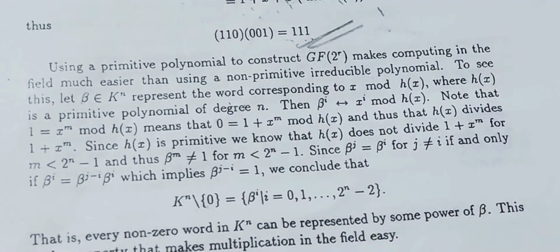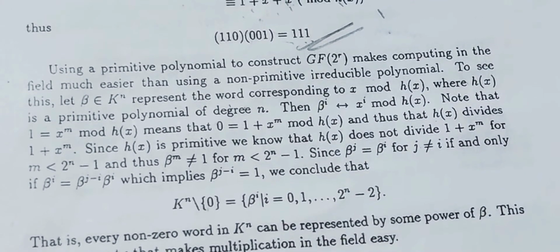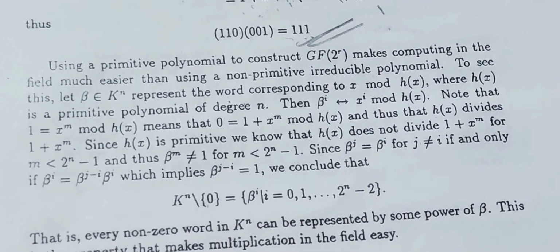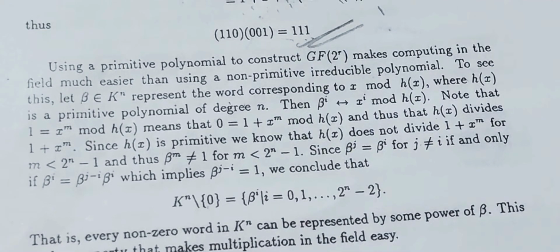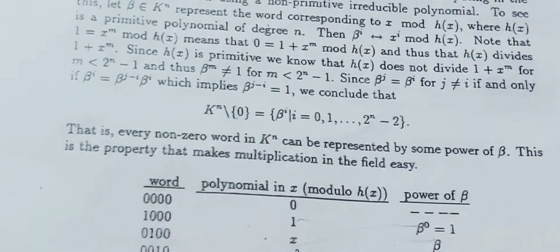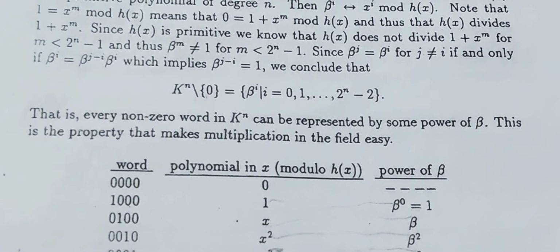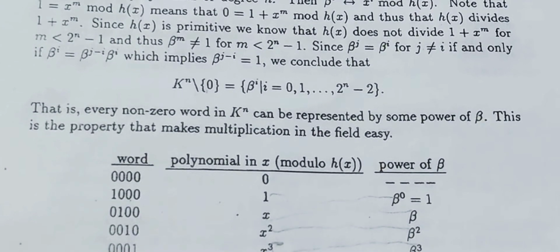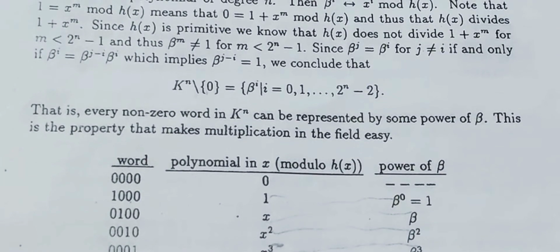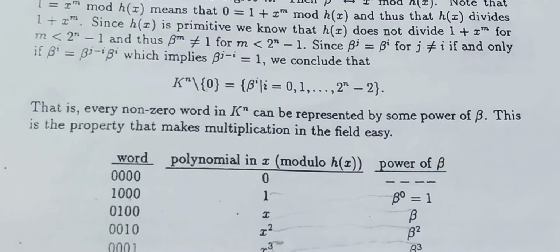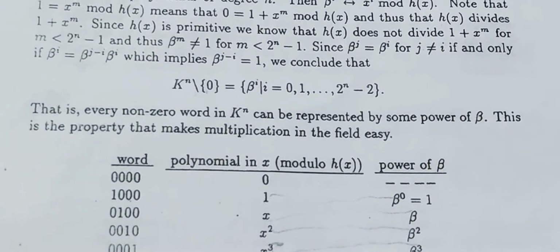Since beta j is equal to beta I for j not equal to I, if and only if beta I is equal to beta j minus 1 into beta I, which implies beta j minus 1 equal to 1. So we conclude that k raised to n restrict to 0. That means in k raised to n, 0 doesn't belong to k raised to n. So that is the k raised to n restrict 0, the set of all beta raised to I equal to 0, 1, 2, 3, etc., up to 2 raised to n minus 2. That is, every non-zero word in Kn can be represented by some power of beta.